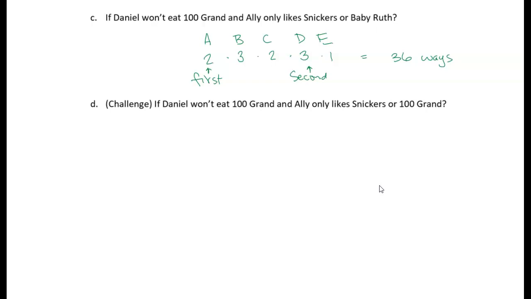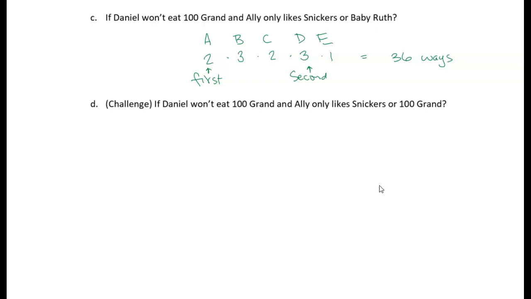Okay, so the problem is if we give Allie the first choice, she might take the Snickers, and then we don't know how many choices we have left for Daniel, because he won't eat the 100 Grand, but he would eat the Snickers. If Allie chose the Snickers, then he would have 3 choices left. And if Allie doesn't take the Snickers, then he has 4 choices left. So we don't really know.